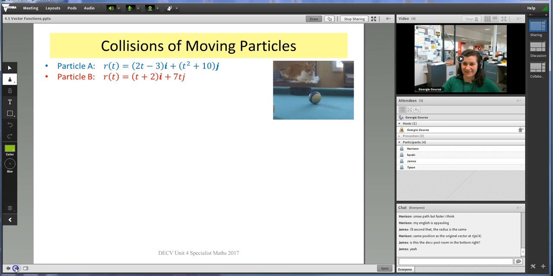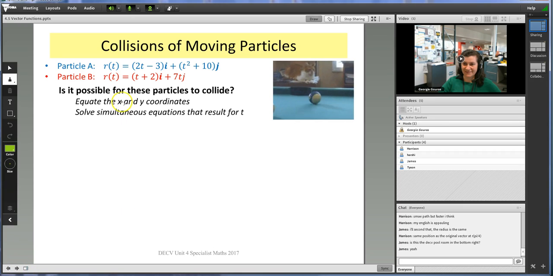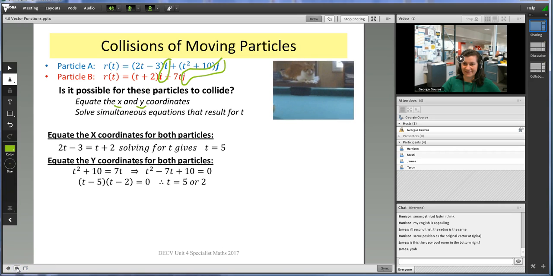So we need to determine if they actually collide. The best way to do it is to equate the x and y components and see if it's possible simultaneously to find a result for t that's true for both particles. So if we do that, we've got x: 2t minus 3 from particle A equals t plus 2 for the i. This is the i component here. Equating those and solving for t, we get t equals 5.